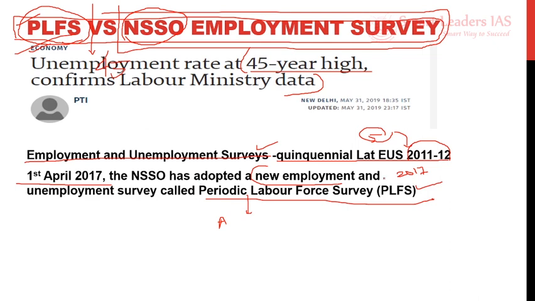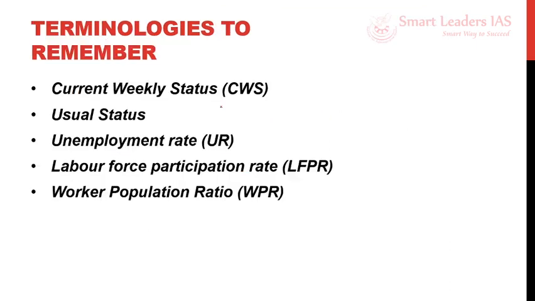In the PLFS survey, once the methodology was finalized, the first report came in 2019. So 2018's employment data came in 2019. In the data, the unemployment rate was at a 41 year high.